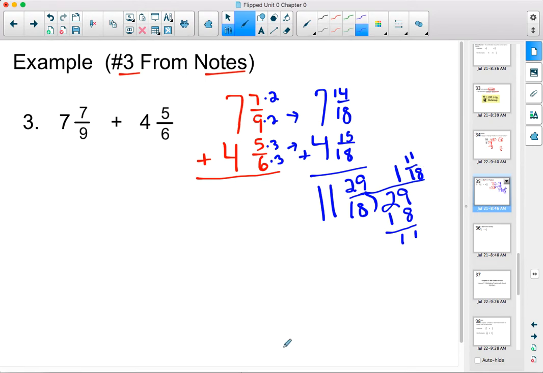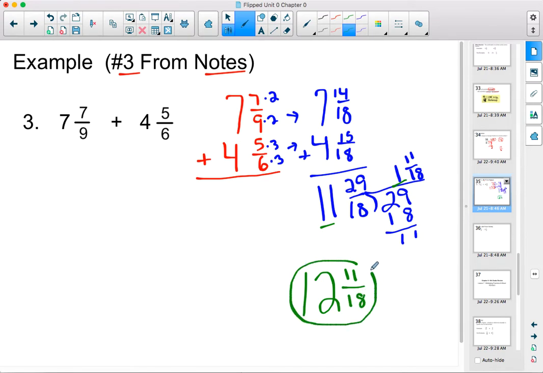Okay? So one tiny last step we have to do here. We have to combine our whole number pieces. 11 is a whole number. 1 is a whole number. So 11 plus 1 is 12. And we can bring down that fraction part. 12 and 11 eighteenths. Okay, so there is one of your answers finished for you from our notes. There's one more I want to look at.